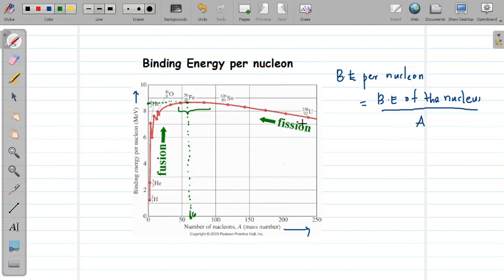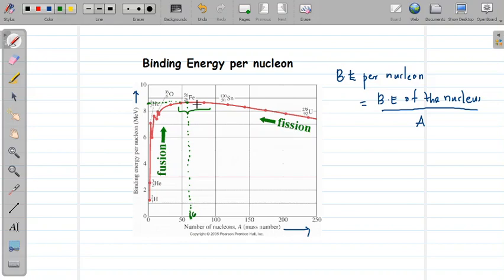And the tendency of the nuclei in this heavier mass region will be to split up, reduce their mass number, reduce their number of nucleons, thereby increasing their binding energy. So in this lighter mass region and in this heavier mass region, the tendency of the nuclei will be to move to this intermediate part, thereby increasing the binding energy per nucleon and the stability.